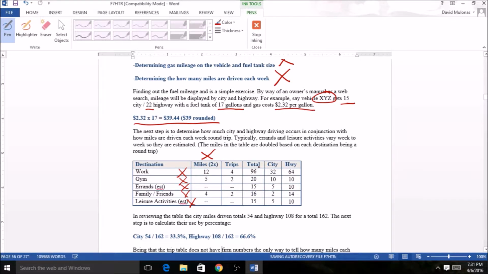So we can see here for work that we have miles times 2. If we were to do just a little quick math, we see that 12 times 2 is 24. If you multiply that by 4, that equals 96 miles. So you can see where this number comes from. And we see that there's 32 city and 64 highway.